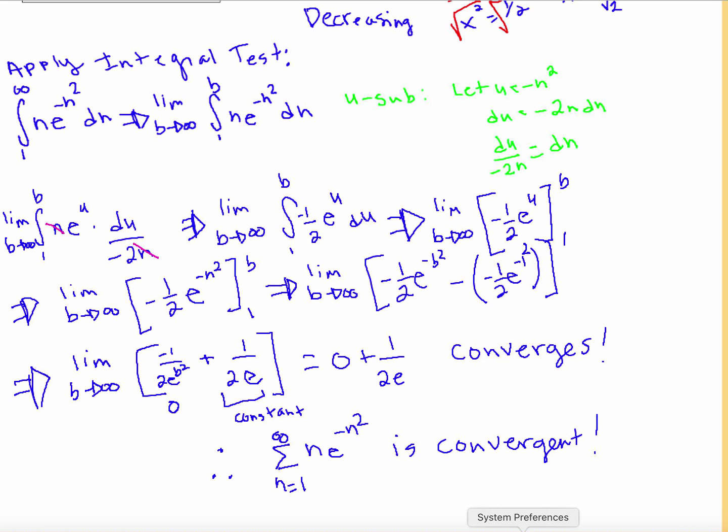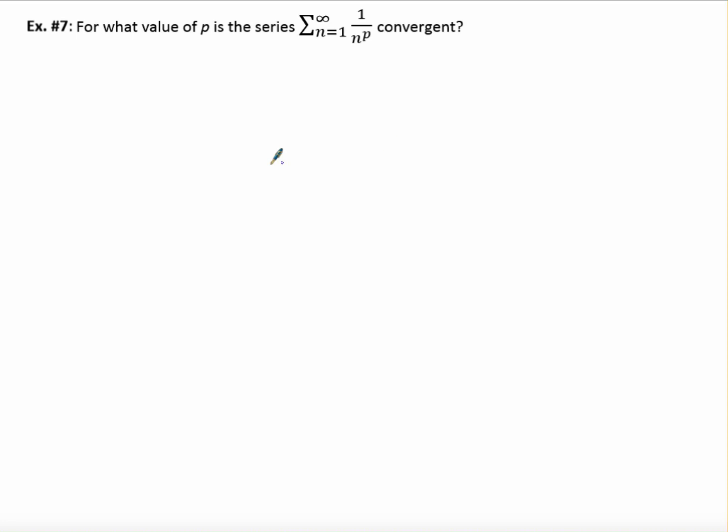Woohoo! All right, so let's move on to using the limit comparison test to help us with a P series. This is example number 7. So previously, we looked at a series like this, and we were proving the convergence of an integral. But now we're going to prove the convergence of the series itself. So we actually investigated this on page 20 in our notes.